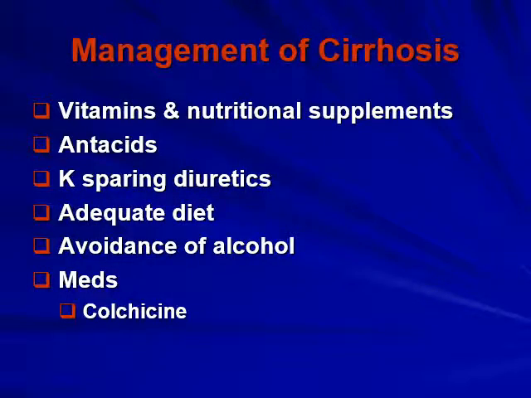So there is no cure as far as cirrhosis. We're basically treating the symptoms. So vitamins and nutritional supplements to improve nutrition, antacids that might help decrease gastric distress and possibility of GI bleed, potassium-sparing diuretics to decrease the ascites, the spironolactone, that'll work opposite on that aldosterone retention. Adequate diet, of course, avoiding alcohol, and then colchicine.